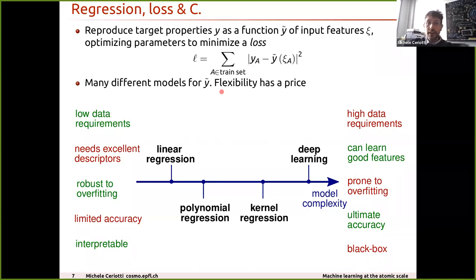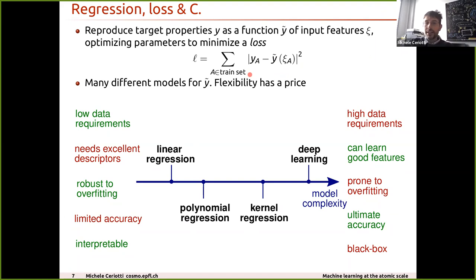The idea is actually very simple. You determine a functional form to approximate the relationship between your structures, or better, some input features, a vector of numbers that describes the composition and the geometry of your configuration. And then for a given training set, you try to adjust the parameters in this functional form to match the value of the properties that you have computed from first principles.